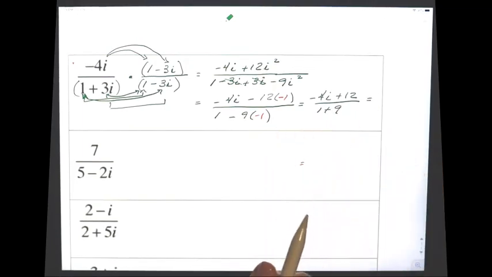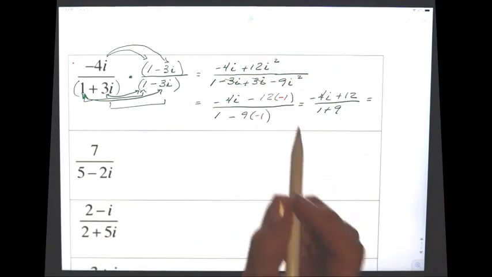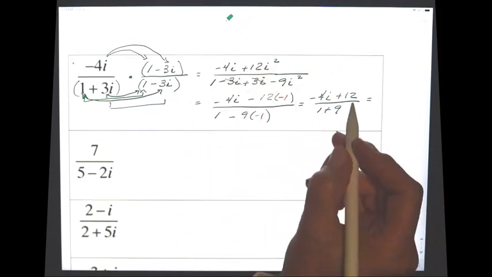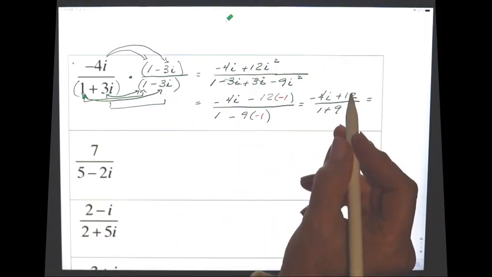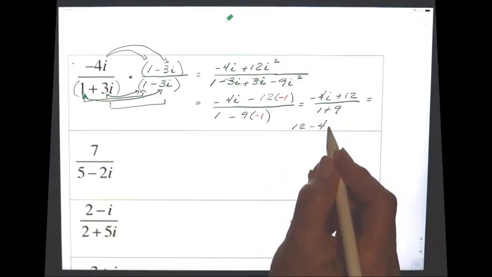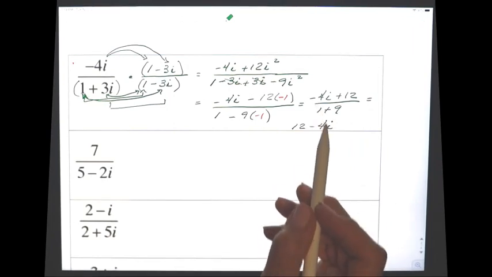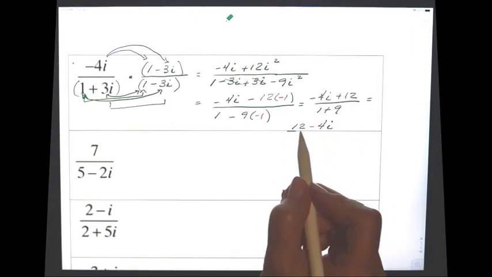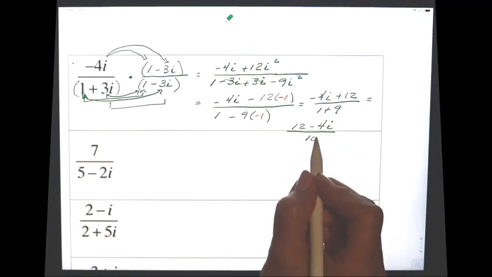And so from here on out, it's just me kind of cleaning things up and getting it in the proper order. So I'm going to turn this around on the top because I want the real part appearing first and the imaginary part appearing second. Notice that the negative stays with the 4i. On the bottom, I get the number 10.